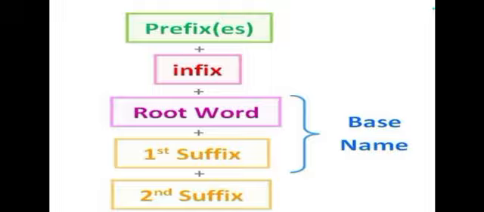For naming organic compounds, how do we name them by IUPAC nomenclature? Secondary prefix plus primary prefix plus word root plus primary suffix and secondary suffix. Again I repeat, the IUPAC nomenclature rule is secondary prefix first, second primary prefix plus word root plus primary suffix plus secondary suffix. This is the prefix: secondary prefix, infix means primary prefix, word root, primary suffix, secondary suffix.